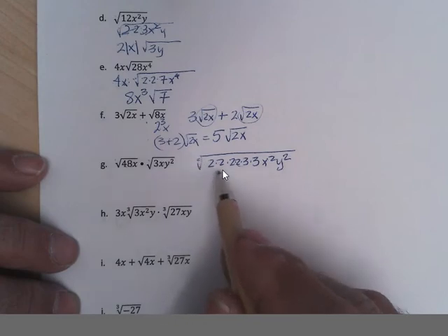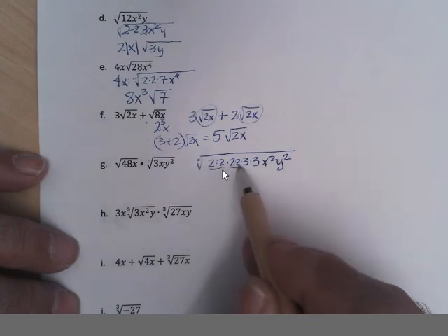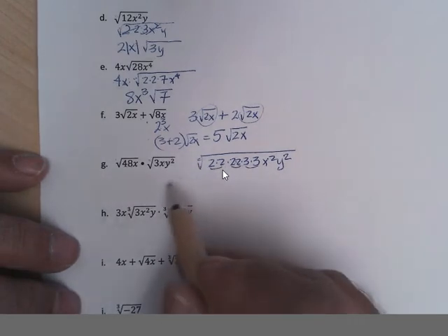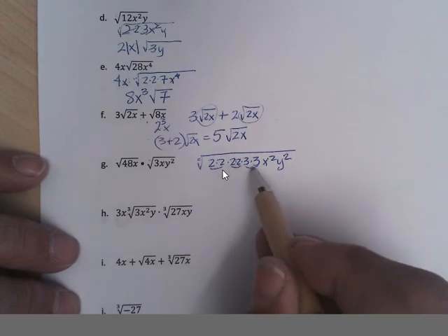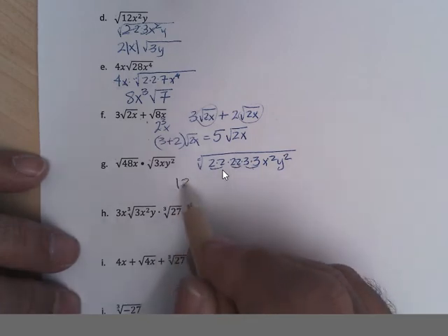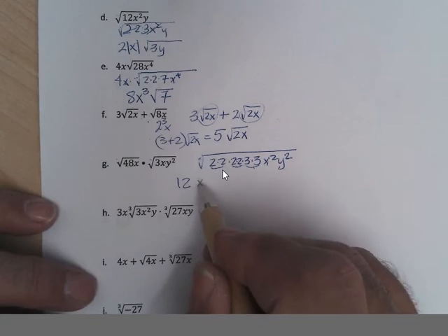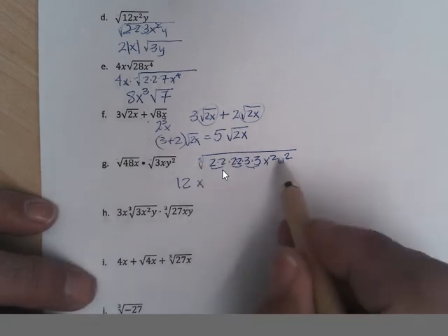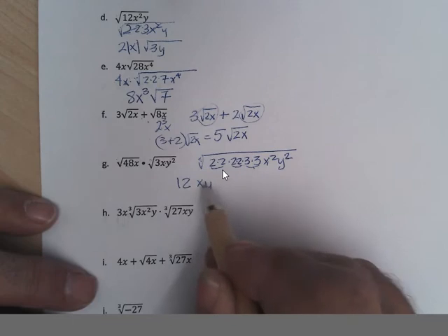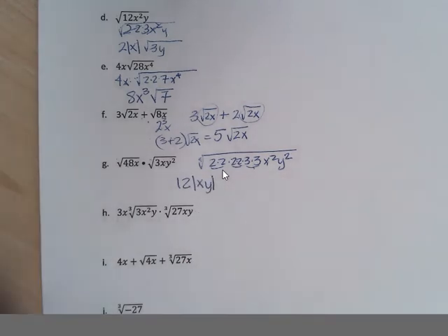Square root, so we're looking for pairs. One pair of 2's, 2, and a 3, so that's 2 times 2 times 3, which is 12. Pair of x's will come out as an x. It's an even root, odd number, so we need absolute value. And same with the y, we can put both of those in one absolute value.